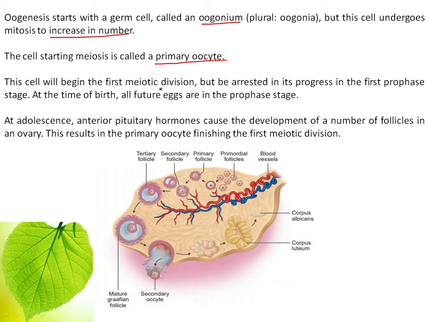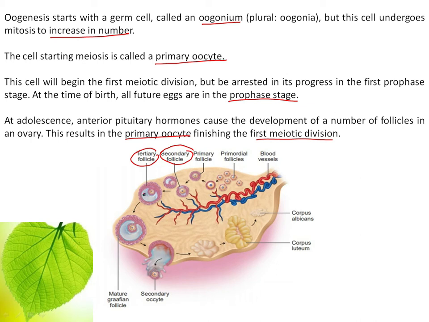At the time of birth, all future eggs are in the prophase stage. At adolescence, anterior pituitary hormones cause the development of a number of follicles of an ovary. This results in the primary oocyte finishing the first meiotic division. This development is what? Where more granulosa cells surround the follicle, and now the follicle is secondary, and after that tertiary, where the fluid filled cavity antrum you can see along with the theca externa and theca interna.